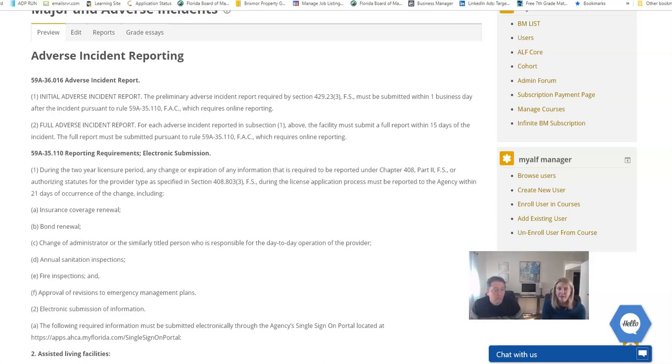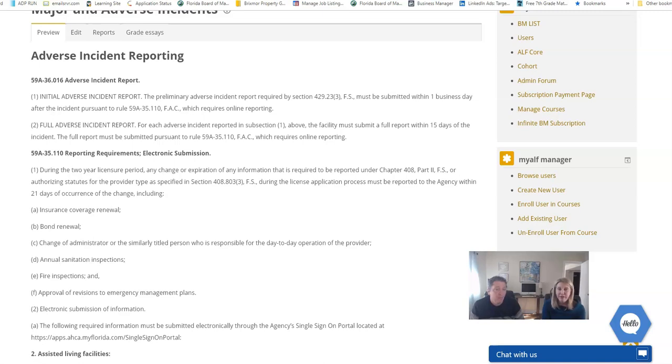So, adverse incident reporting. The preliminary adverse incident report must be submitted within 1 business day after the incident, which requires online reporting. Test question right there. 1 business day. Before we get into the next one, let's just talk about what 1 business day is. It's Monday through Friday. So if it happened on a Friday, 1 business day would be Monday.